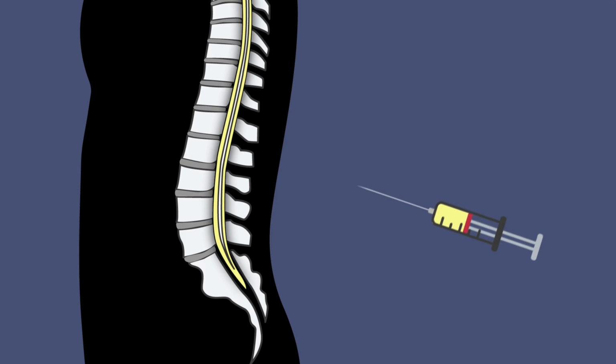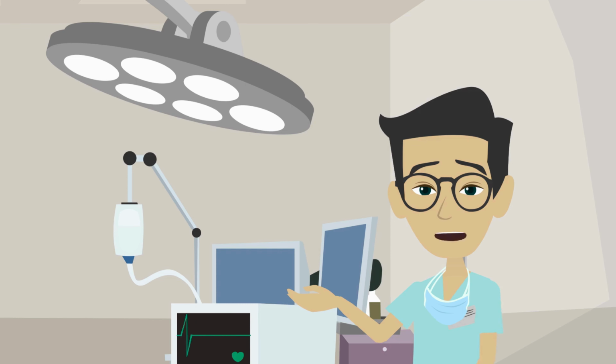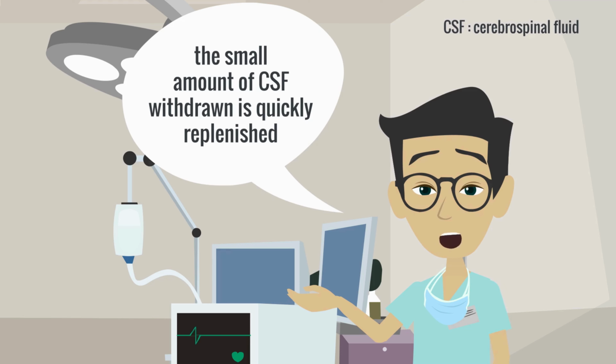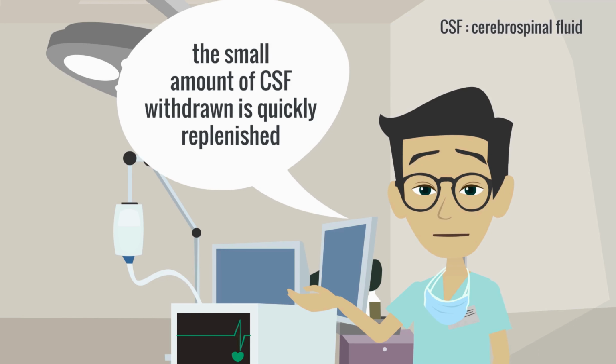Once the CSF has been collected or the injection is complete, the needle is carefully removed, and the injection site is covered with a sterile bandage. It's important to note that the body produces and absorbs CSF regularly, maintaining a constant balance. The small amount of CSF withdrawn during a lumbar puncture is quickly replenished thanks to this natural process.